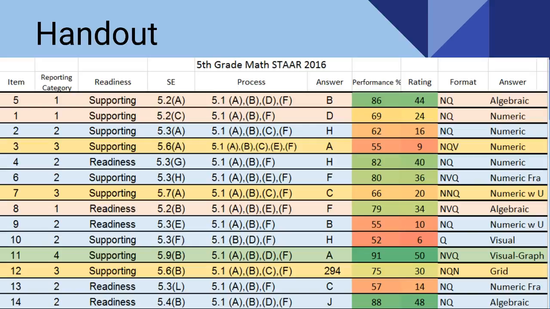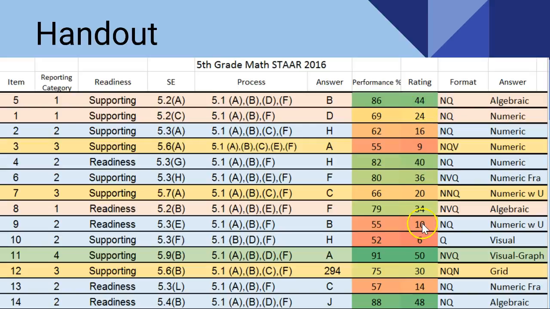You have a handout that's available to you. As you'll notice, for example, the first one, let's look over the columns. We have the item number, the reporting category, whether it was a readiness or supporting standard, what the main content SE is, the process standards that were covered, and the correct answer, so you basically have the answer document to the STAAR test. Then our district performance, such as this item number 5, where our district performed 86% meeting the standard. That was a rating of 44 out of 50 items, so this was a green item because it was a high scoring item.